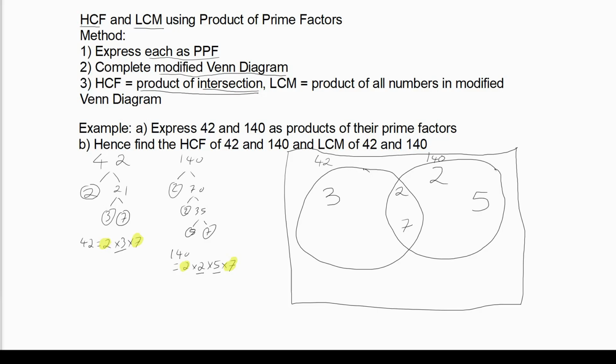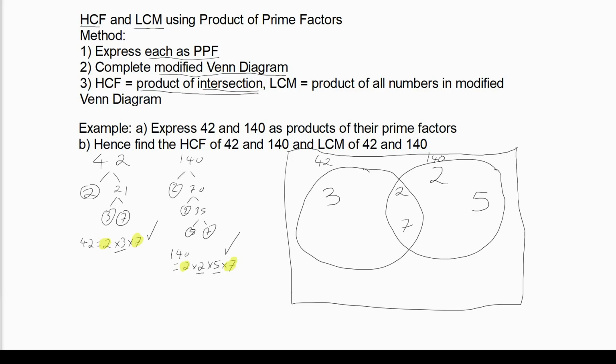Now if I were to cover up the 140 section which doesn't include the 42, I have 3 times 2 times 7, which makes 42. If I were to do the same with the 42, so if I covered up the 42 circle except for the intersection, I would have 2, 2, 5 and 7, which would make the expansion for 140, so I know that I'm right.